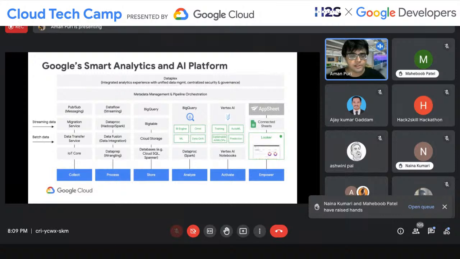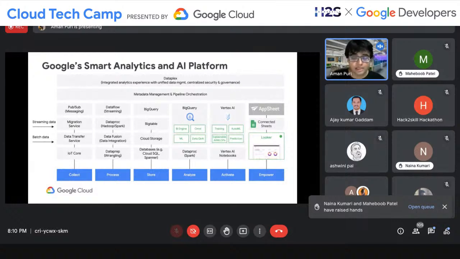There are many different solutions, even in Google, which help you to process data, like Dataflow, which is used for streaming. There's a Hadoop or Spark-based architecture called Dataproc. You have Data Fusion services, which help with data integration. And you can also wrangle your data by using the Dataprep solutions.